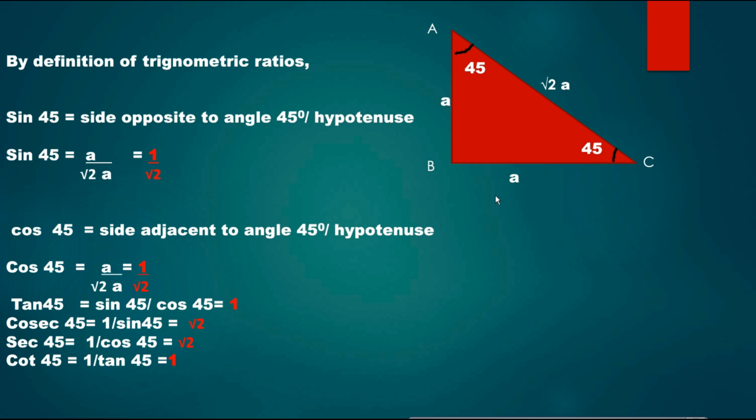Next cosec 45. Cosec 45 is 1 by sin 45. Sin 45 is 1 by root 2. Then cosec 45 is root 2. Sec 45 is 1 by cos 45. Cos 45 is 1 by root 2. So sec 45 is root 2. Cot 45 is 1 by tan 45. Tan 45 is 1. Therefore cot 45 is 1 by 1 equal to 1.